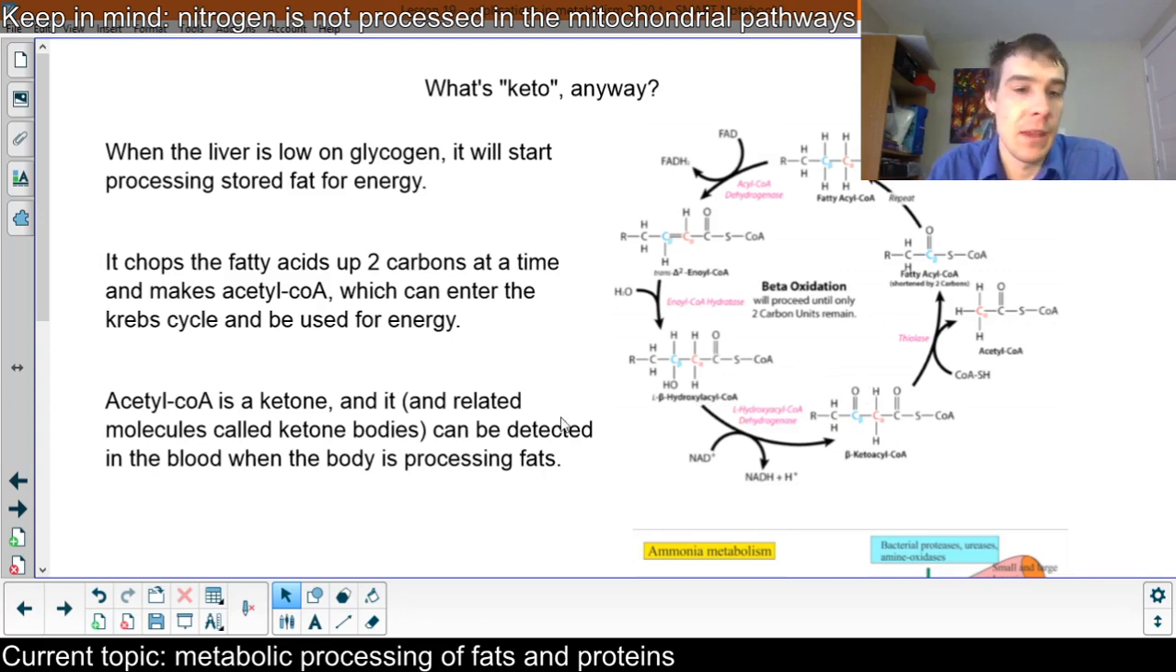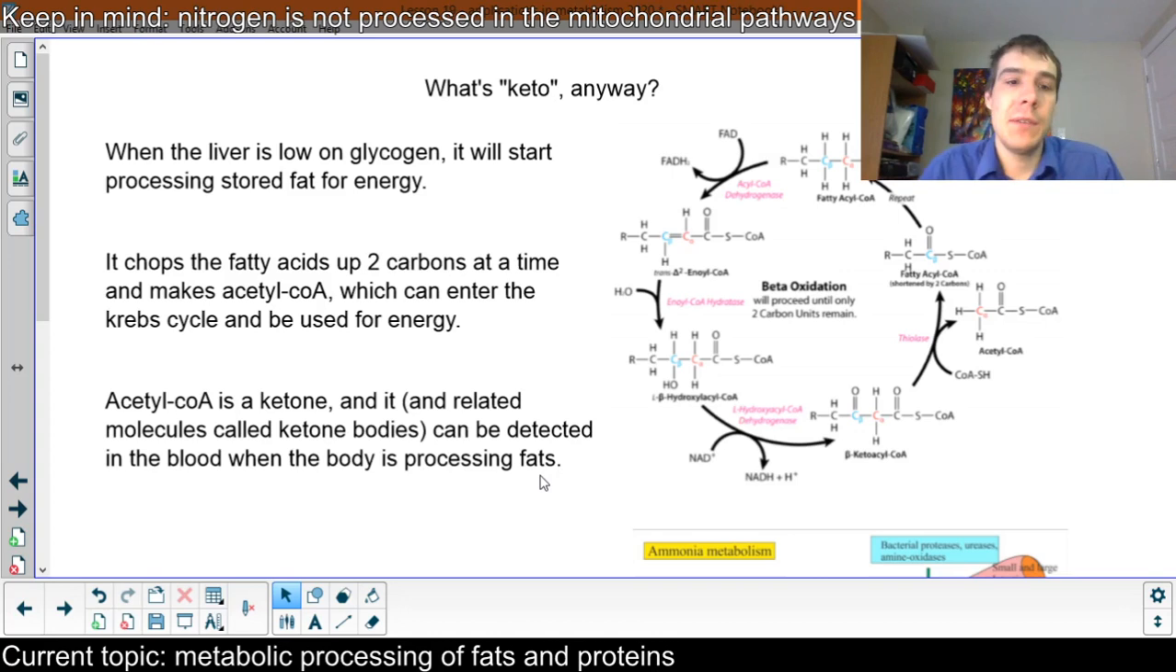Acetyl-CoA is a ketone. If we look at its structure, it's a ketone, and it's related to other molecules. They're called ketone bodies, and that's what ketosis is. You can detect the ketones in the blood because the liver is making them, and that means that it's processing fats. So that's how you get your body into keto.